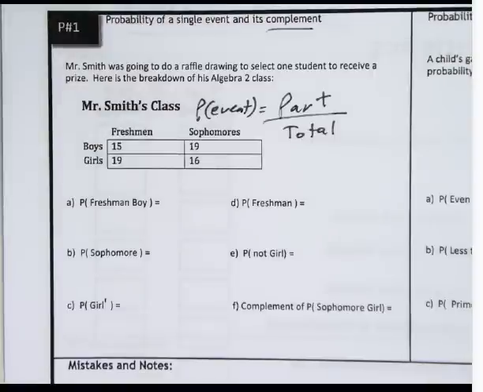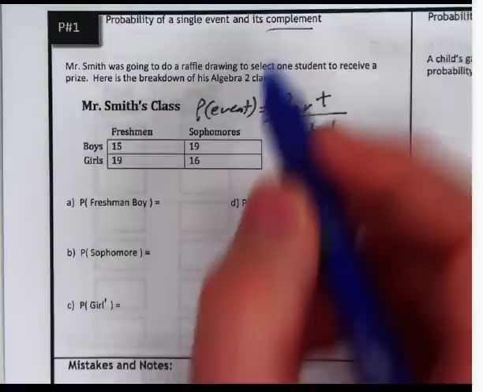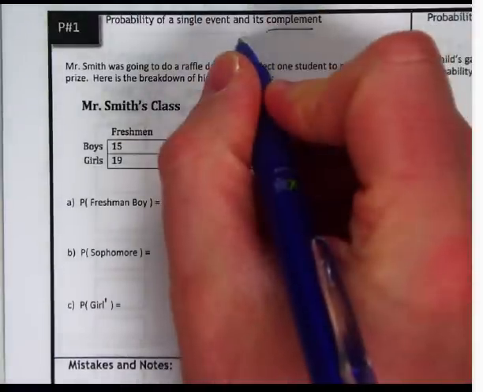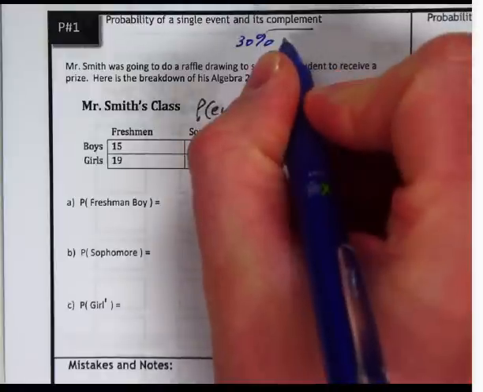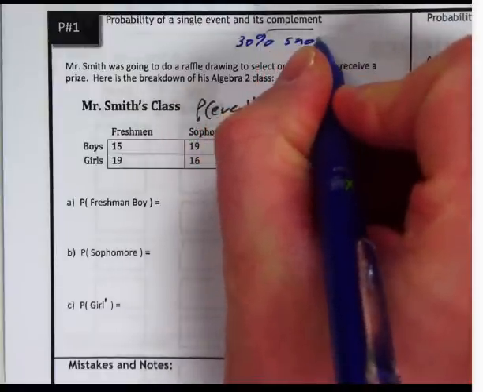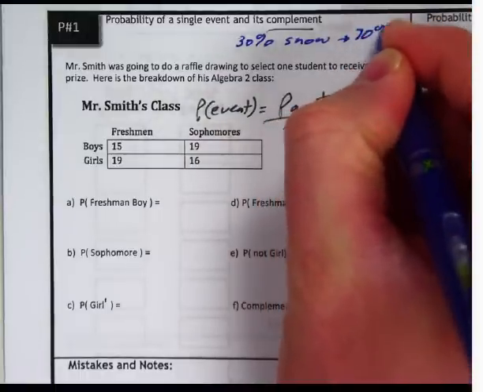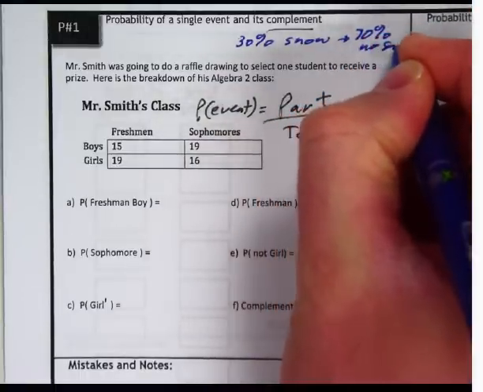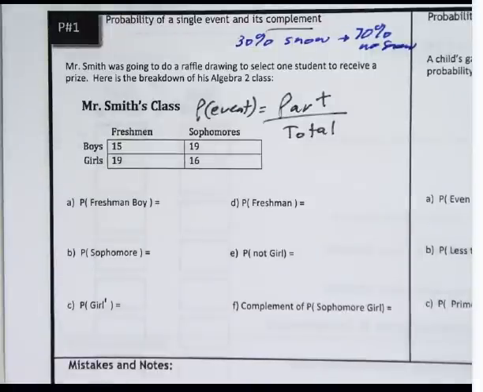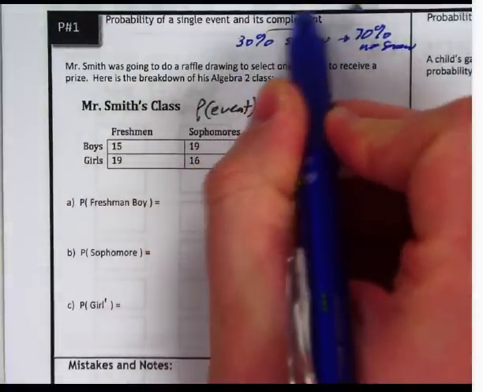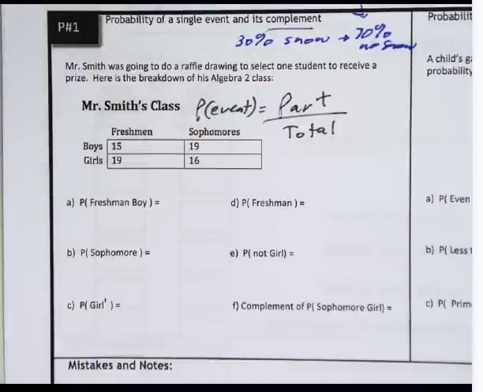The word complement is not saying something nice to somebody. In probability, it actually means the opposite, or what's left. For example, if there is a 30% chance of snow today, then there is a 70% chance of no snow. And that 70% is the complement. So the complement probability, if there's a 30% chance of snowing, is a 70% chance of no snow. We usually think about that as we think about weather.